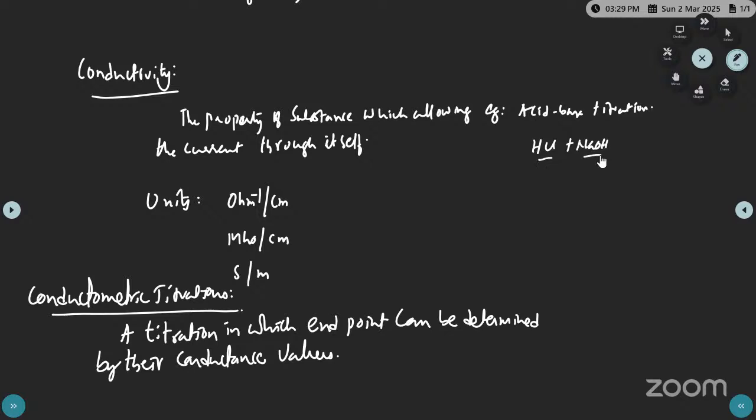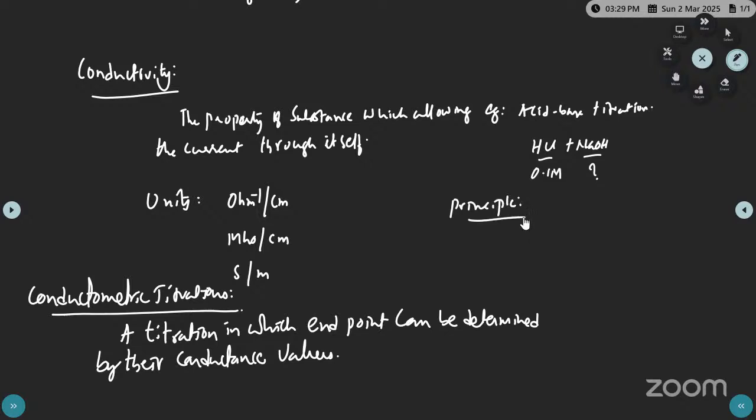How can you calculate the concentration of the unknown solution? Here two solutions are given. One is the HCl solution and another one is the NaOH solution. For example, if you know the concentration of the HCl solution, 0.1, by conductometric titration we can find the concentration of NaOH. We can easily find the concentration of NaOH by using the conductometric titration. And how can you find it? The basic principle is this.